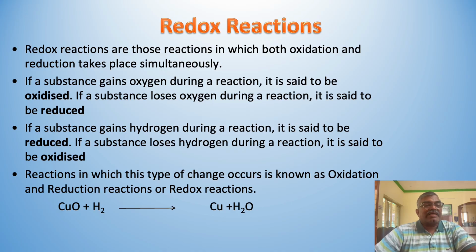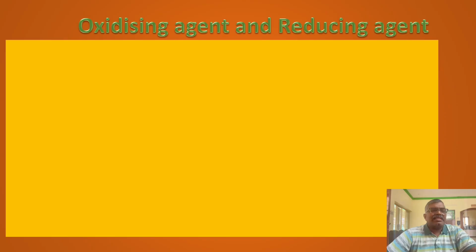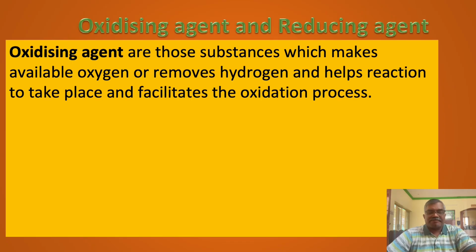A very good example of a redox reaction is CuO plus H2 giving Cu plus H2O. Here copper oxide becomes copper. That is loss of oxygen, and loss of oxygen is reduction. And water forms from hydrogen by gaining oxygen. This way both oxidation and reduction take place simultaneously in this reaction. That is why this reaction is known as a redox reaction.